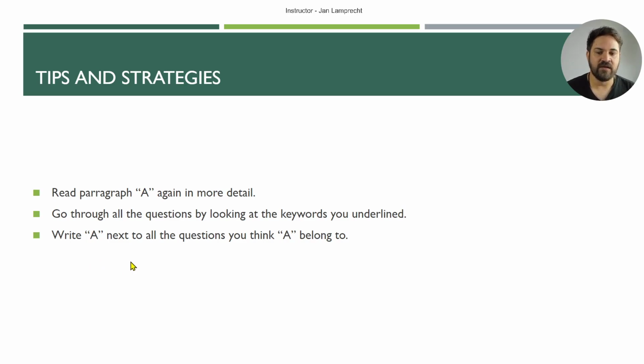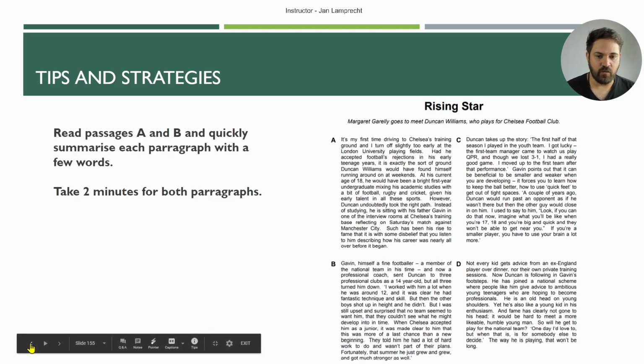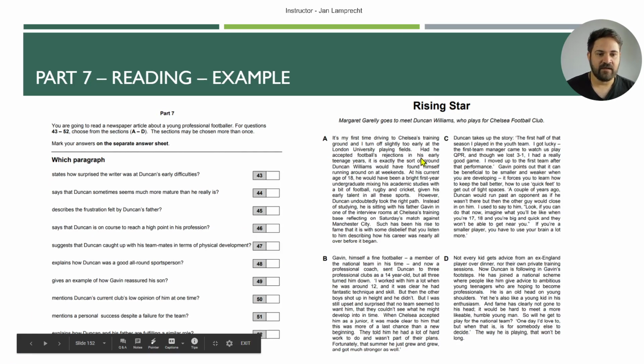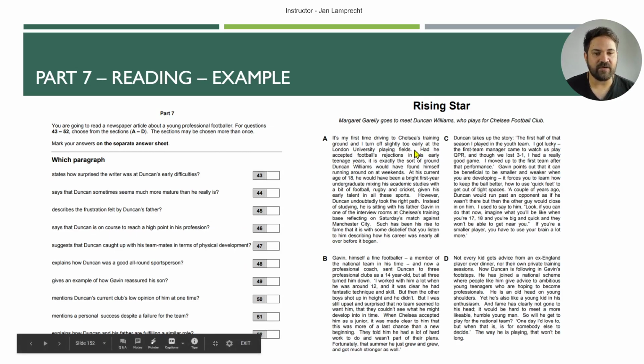in more detail. Go through all the questions by looking at the keywords you underlined. Write A. A is one option. You have 4 options: A, B, C, or D. Next to all the questions you think A belongs to. So in other words, here you have all the questions. Go one back. And you have your summaries as well. But you're going to first start and focus on A.